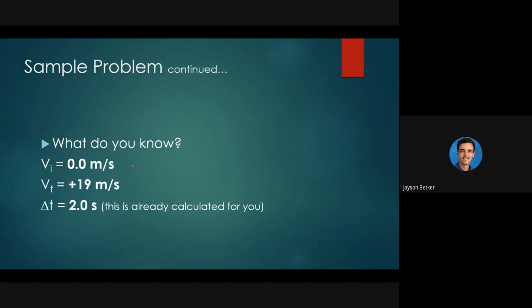We know that Vi is equal to 0. We know that it gets to a speed of 19. And we know that it did that in 2 seconds. So this is already calculated for us.